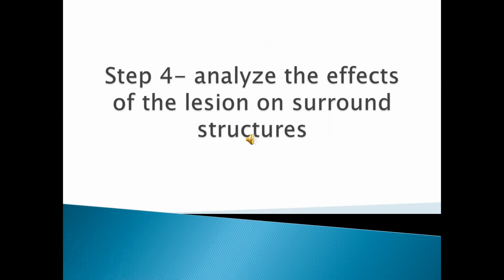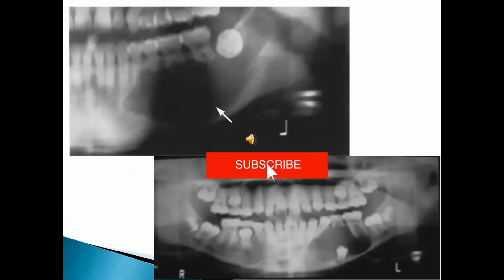The last but one step in interpretation is to analyze the effect of a lesion on the surrounding structures such as the teeth, the neurovascular bundle and the other anatomical landmarks. Have a look at these two images. The first image shows you that the roots of the premolar and the molar are completely resorbed due to the pressure effect of the cyst. The third molar is actually tilted due to the pressure effect of the cyst.